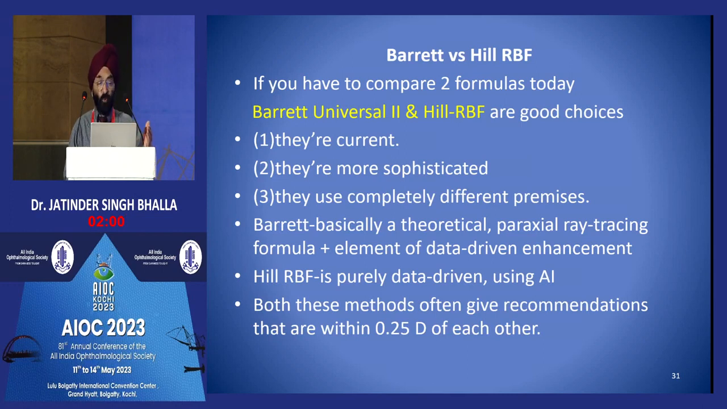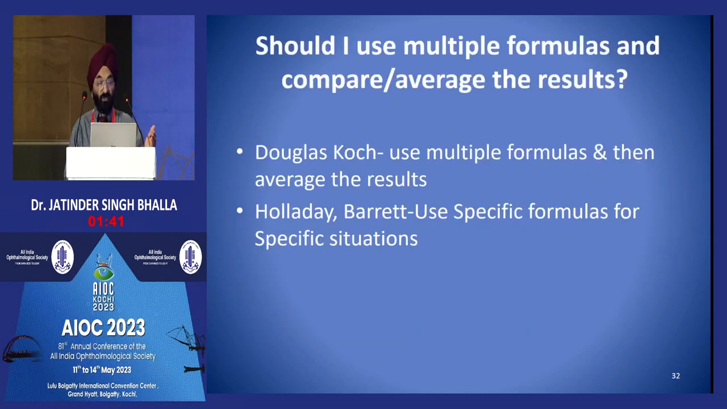They are current, they are more sophisticated, and although they use completely different premises, Hill RBF uses artificial intelligence, and Barrett uses a paraxial ray tracing formula. But both these methods surprisingly give recommendations that are within 0.25 diopters of each other. So what should I do? Should I use multiple formulas and compare or average the results?